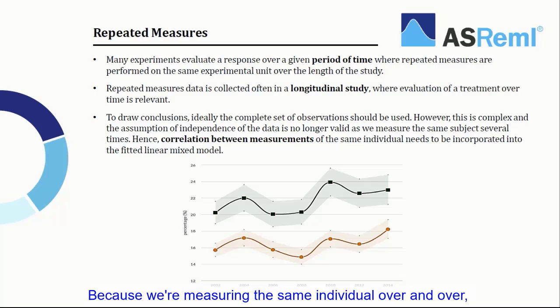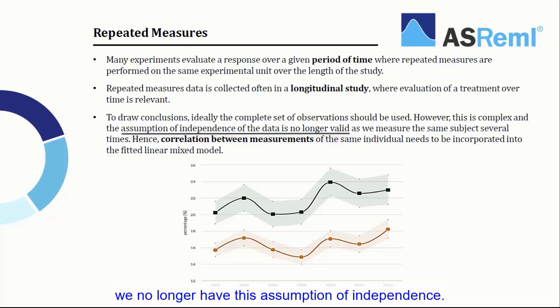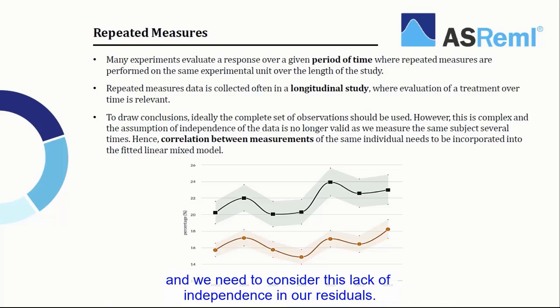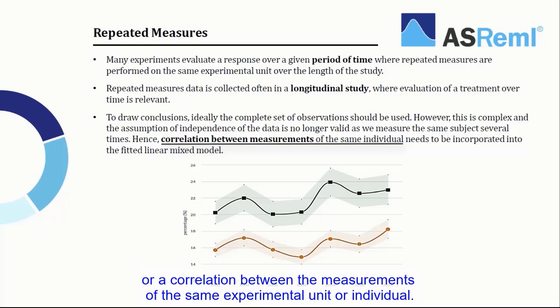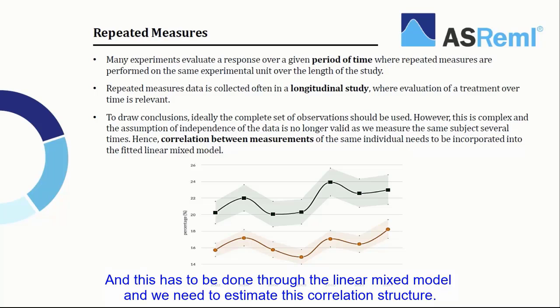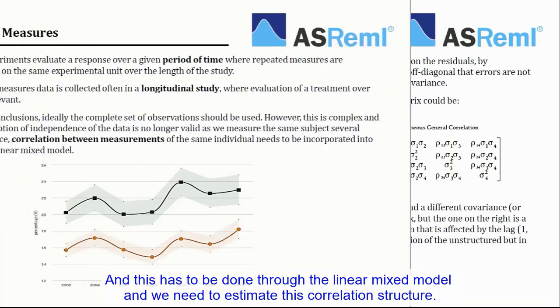Because we are measuring the same individual over and over, we no longer have this assumption of independence. Therefore, we have to change the way we model this, and we need to consider this lack of independence in our residuals. We do that by incorporating a correlation matrix, or a correlation between the measurements of the same experimental unit or individual. And this has to be done through the linear mixed model, and we need to estimate this correlation structure.